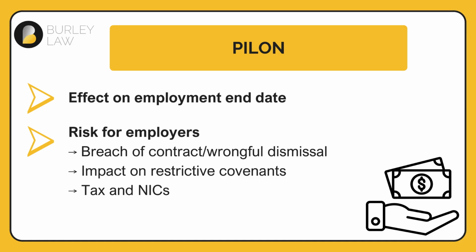Now, there's a risk for employers, as I've said, of breach of contract and wrongful dismissal claims if there's no contractual right to make a payment in lieu of notice. There's also a risk of restrictive covenants being null and void if a payment in lieu of notice clause doesn't exist. And very importantly, payments in lieu of notice are taxable in full, and employer and employee national insurance contributions must be paid on them. There was a time when, if there was no clause in the contract, a payment in lieu of notice payment would have been classed as damages and not taxable.